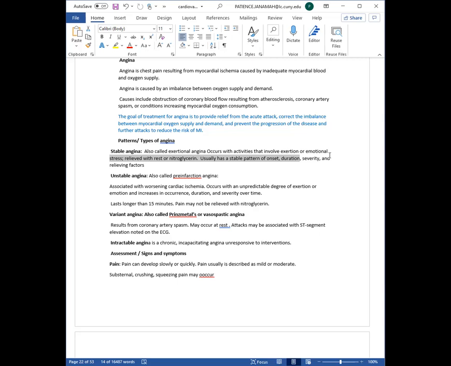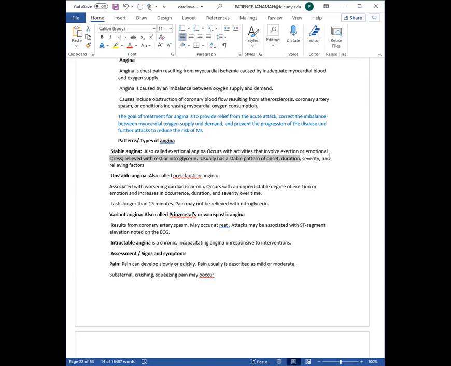Unstable is associated with worsening cardiac ischemia. Cardiac ischemia means cardiac muscle death, and this occurs with an unpredictable degree of exertion, emotional occurrence, duration, and severity over time. So the time and the severity of it is not able to be determined, and this lasts longer than 15 minutes. So pain may not be relieved with nitroglycerin. So this is the unstable one that sets in.